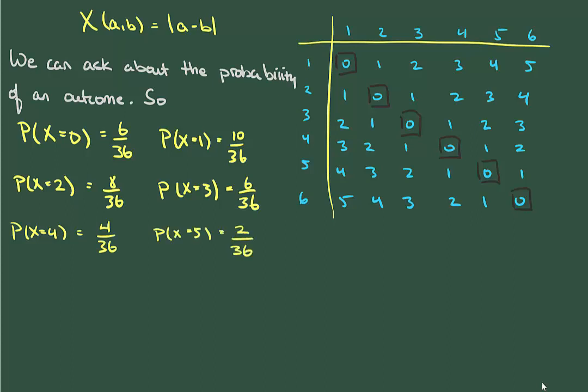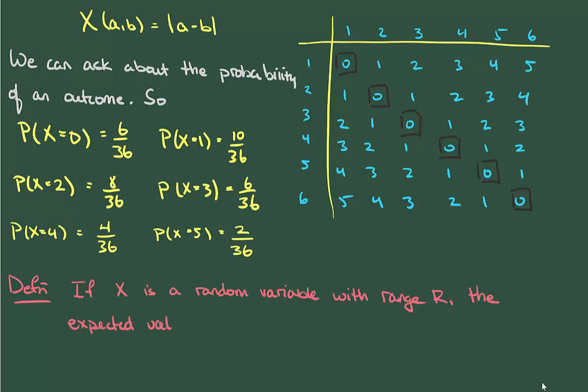So we know that there are 6 possible outcomes, and we know the probabilities of each of these outcomes, so it seems like from this we should be able to determine the average. The definition here is that if x is a random variable with range r, and remember here that the range is the set of possible outcomes of our function, then the expected value of x is the weighted sum of the outcomes against each of their probabilities.